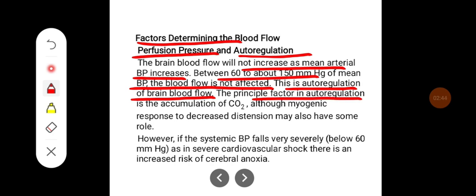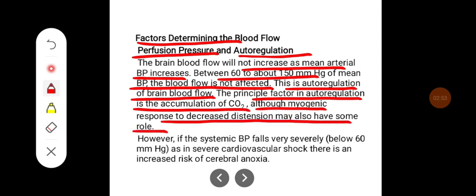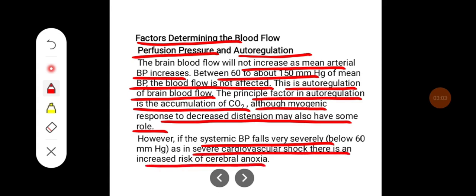The principal factor in autoregulation is the accumulation of carbon dioxide, although the myogenic response to decreased distension may also have some role. However, if the systemic blood pressure falls severely below 60 millimeters of mercury, as in severe cardiovascular shock, there is an increased risk of cerebral anoxia.